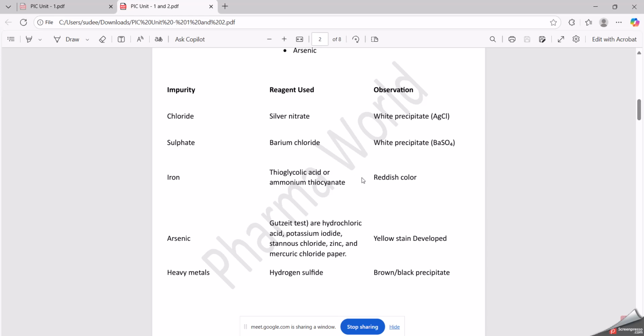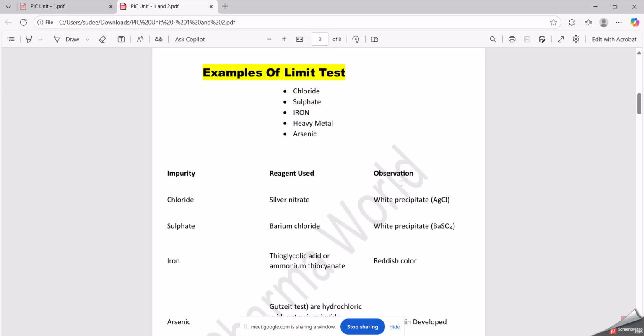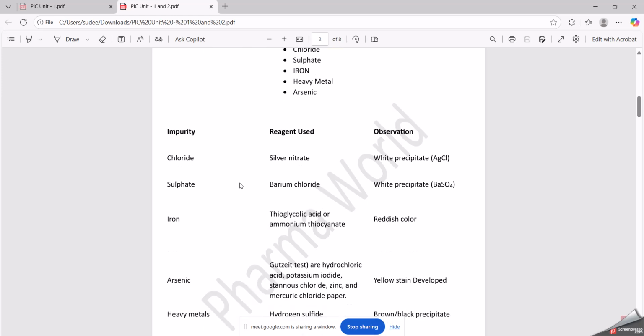For chloride it is white, for sulfate it is white. So you have to see the reactions. You should remember the reactions, and then you can answer the question. The examples of limit tests are chloride, sulfate, iron, heavy metals, and arsenic. For chloride, the reagent used is silver nitrate, and the observation is a white precipitate, silver chloride. For sulfate, barium chloride is used as the reagent, and a white precipitate of barium sulfate is produced.